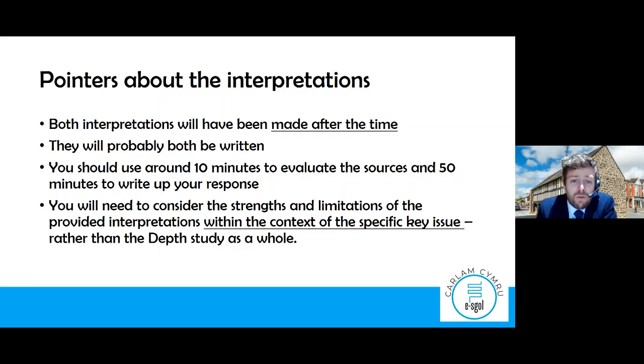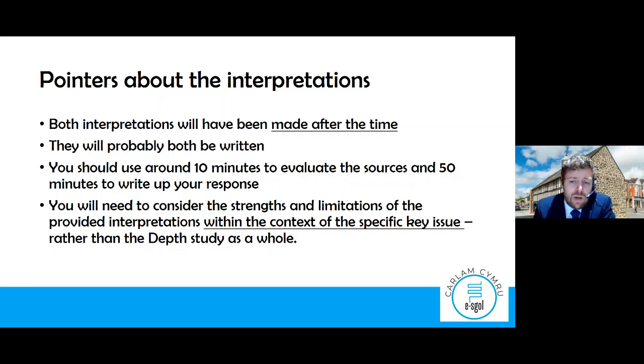You should use around 10 minutes to evaluate the sources and about 50 minutes to write up your response. And that's how I would proportion the time if I was you sitting this exam. And you'll also need to consider the strengths and limitations of the provided interpretations within the context of the specific key issue. Now, that is absolutely fundamental.